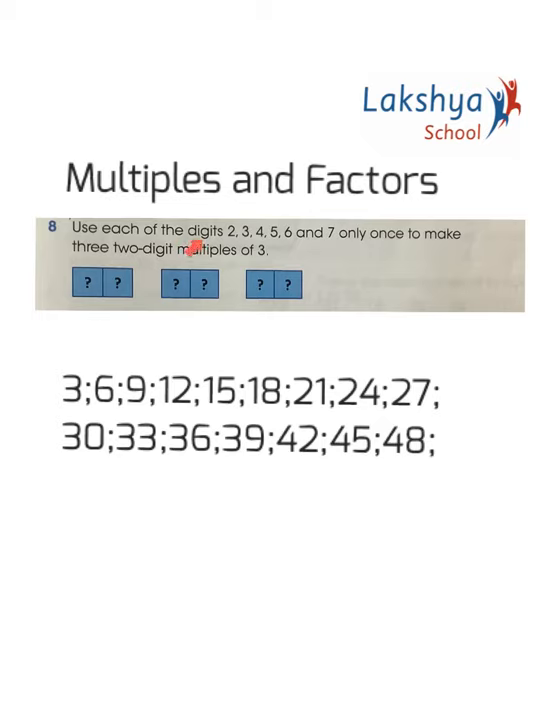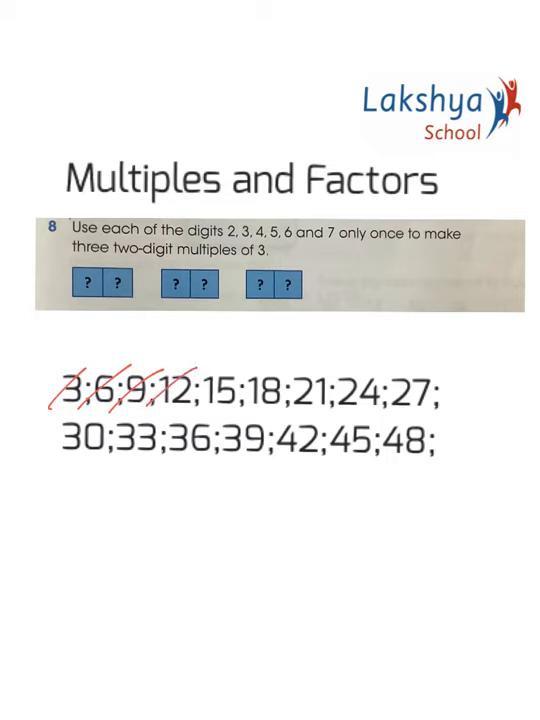Question 8. Use each of the digits 2, 3, 4, 5, 6 and 7 once to make three two-digit numbers. For this, I have listed the 3 times table. So, which would be the possible way we can find three two-digit numbers which are the multiples of 3? Let us check with 2 digits only. So, I do not require the single digits over here.